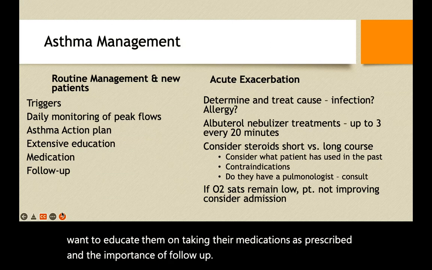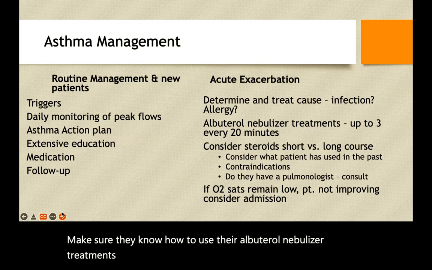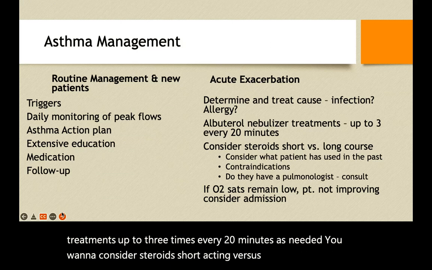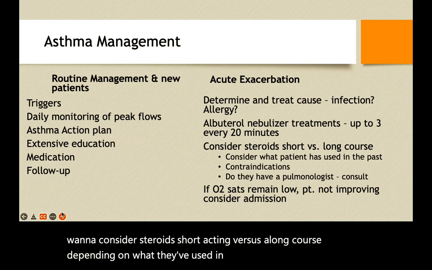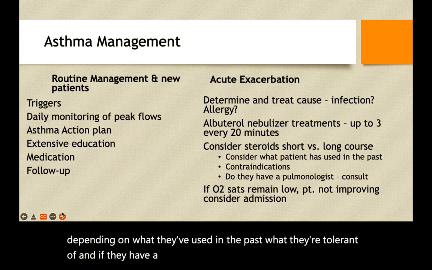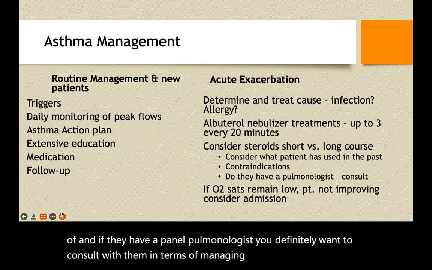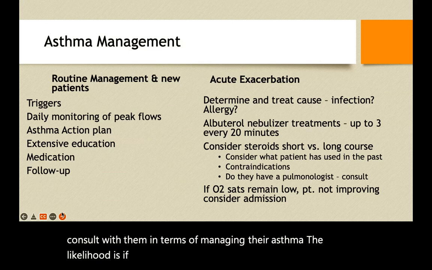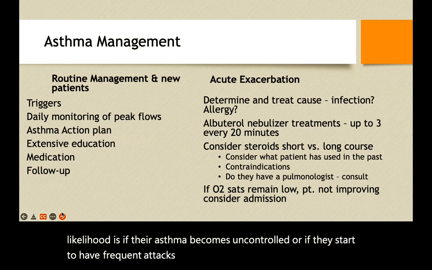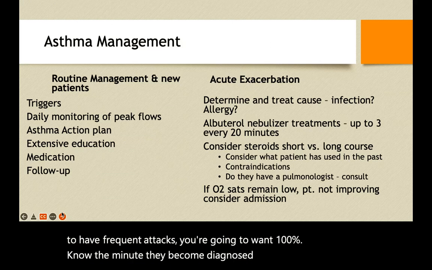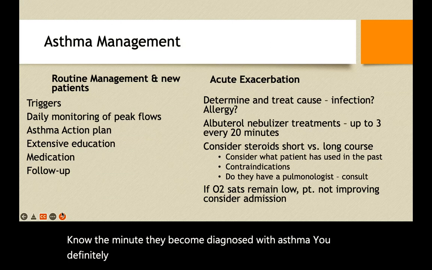Make sure they know how to use their albuterol nebulizer treatments up to 3 times every 20 minutes as needed. You want to consider steroids, short-acting versus a long course, depending on what they've used in the past, what they're tolerant of, and if they have a pulmonologist, you definitely want to consult with them in terms of managing their asthma. The likelihood is if their asthma becomes uncontrolled, or if they start to have frequent attacks, you're going to want 100%. The minute they become diagnosed with asthma, you definitely want to refer them to a pulmonologist.